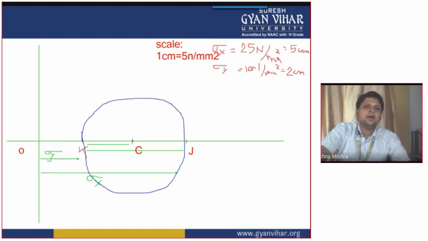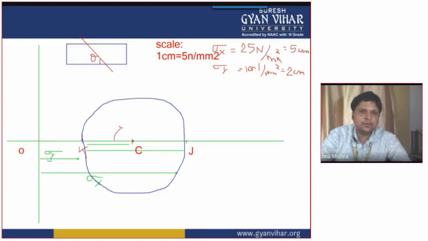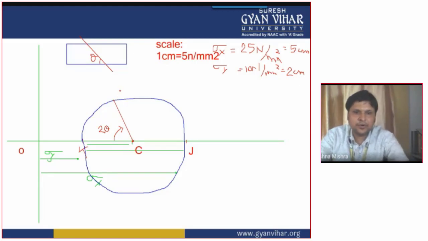Again, if the angle of the inclined plane is theta, and that too in the clockwise direction, here also we will take the angle, but not theta, we will take 2 theta. From this point C, we will take an angle equal to 2 theta and draw a line in this way. This point we will denote by P.